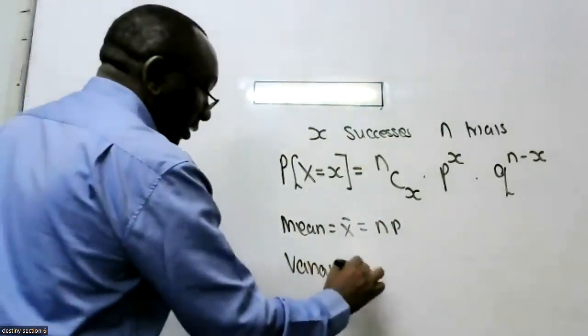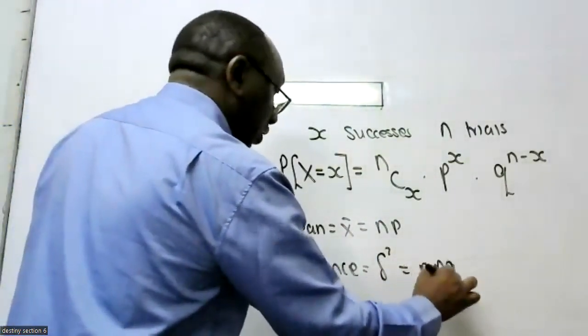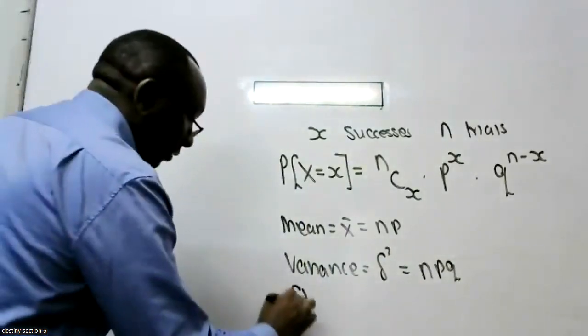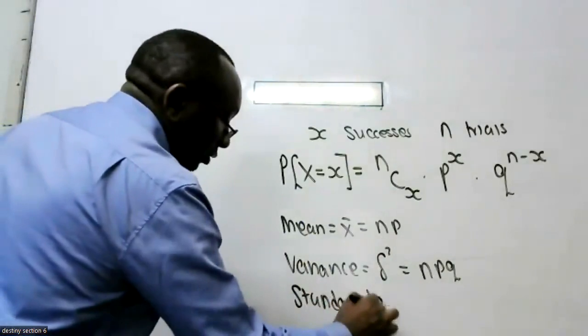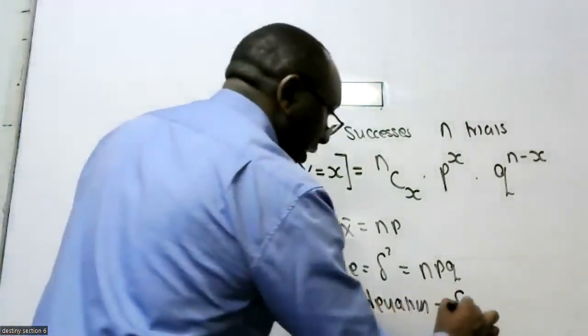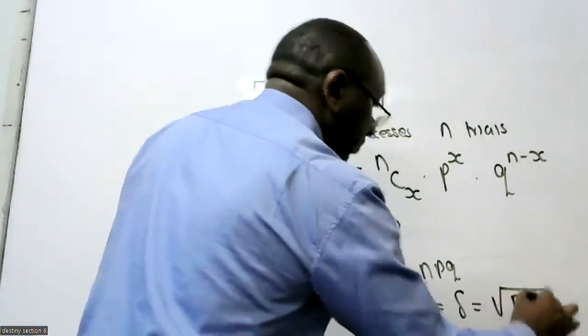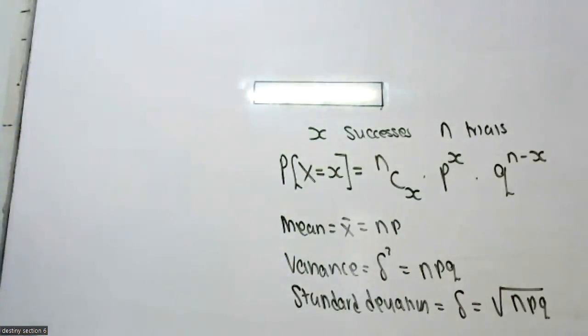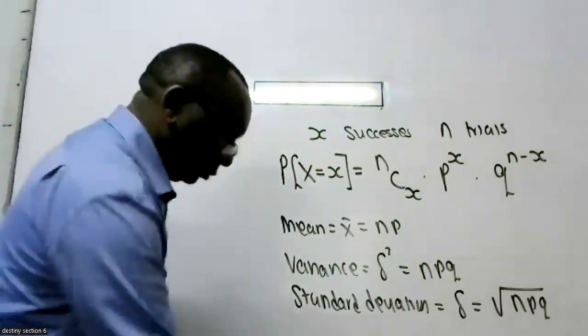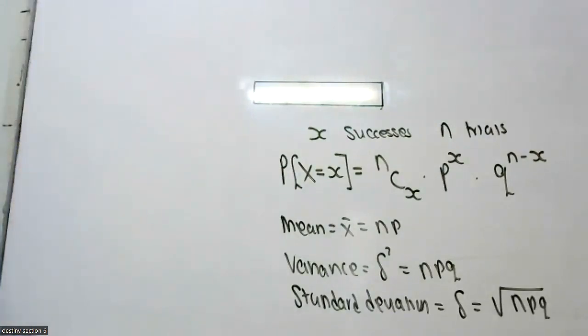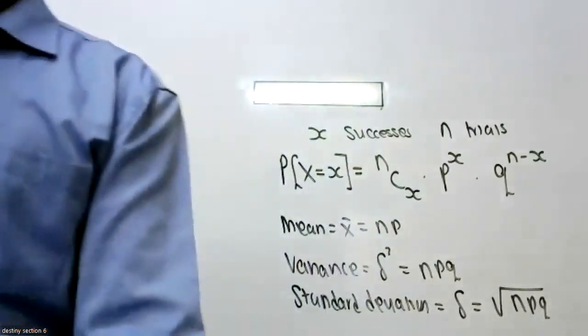Variance, that is delta square, is given as NPQ. Therefore, it goes without saying that if they told you to get the standard deviation, that is delta, it is the square root of NPQ. So that is what we call binomial probability distribution.